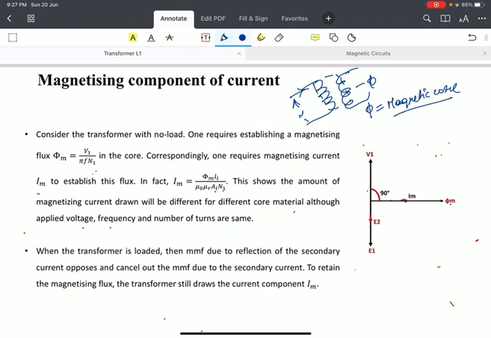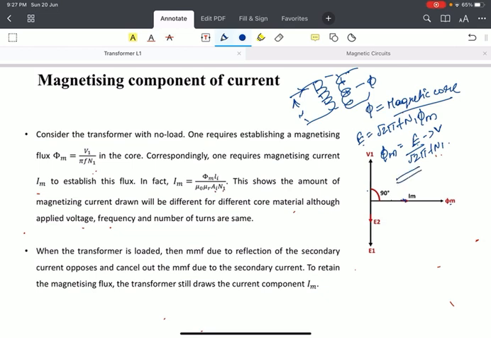We know that the induced EMF in a transformer is equal to root 2 pi f N1 phi m. Therefore phi m can be written as E divided by root 2 pi f N1. If we neglect the winding losses, this E will be equal to the applied voltage V. This will be the flux in the core.